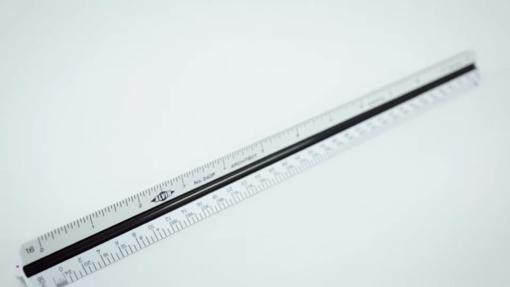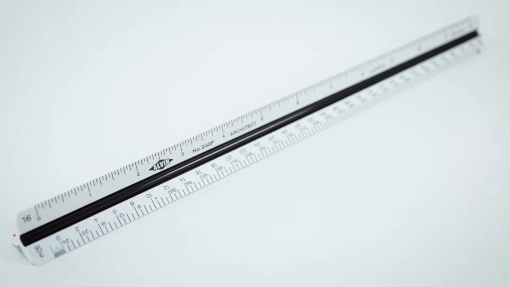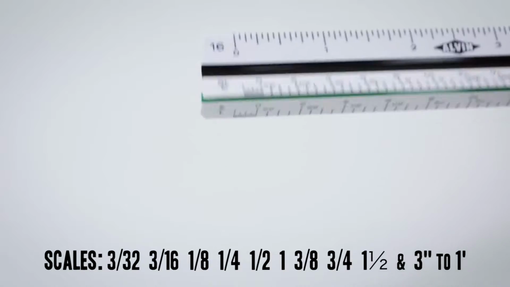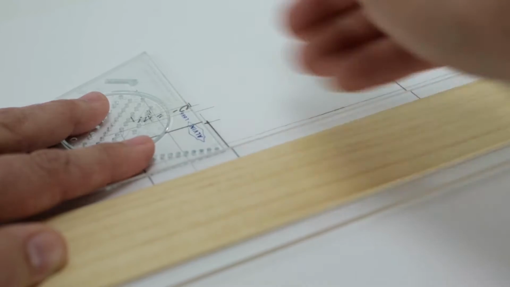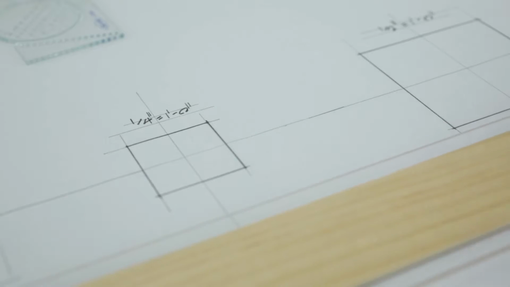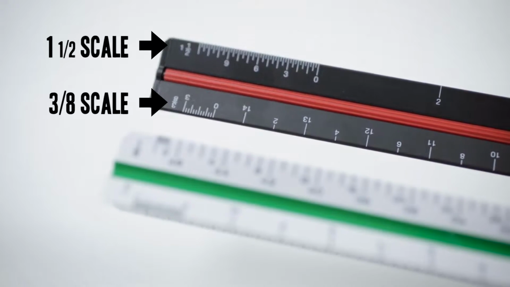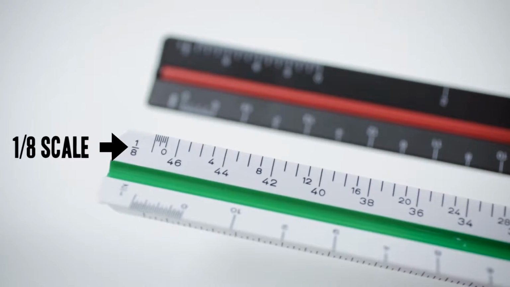This is an architect's scale. This one is 12 inches long. Each 12-inch scale has 6 sides. That's 12 different scales. A scale essentially converts different lengths into feet. The numbers on the side tell you what scale you're using.